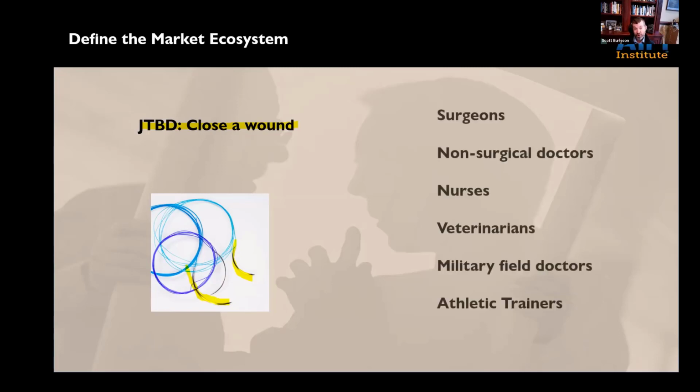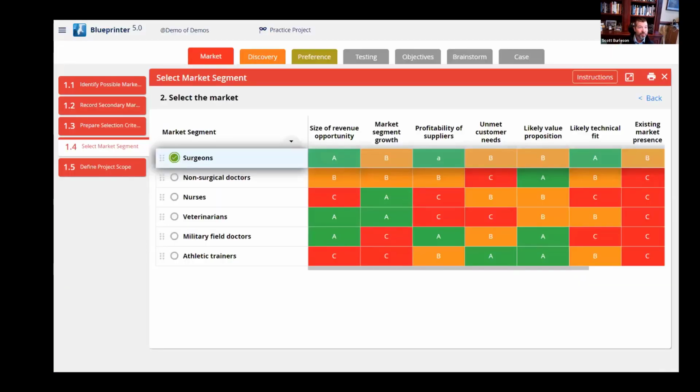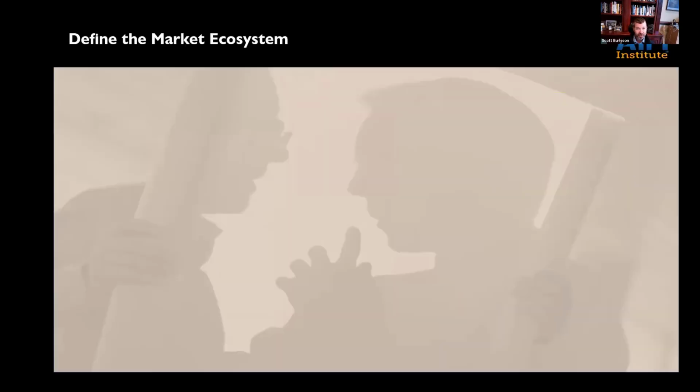All right. So who might that be? Who might the job executors be? We begin with a list that's longer than just one. It's funny somebody said veterinarian, because veterinarians close wounds, non-surgical doctors close wounds, military field doctors close wounds, lots of different types of people close wounds. So which one are we going to select? Blueprinter has some tools that can help us walk through that. In tool 1.4, during the market selection section, we would frame up these different markets and score them, but we won't go through that today. It's a topic for another day. But let's say we select surgeons. We've selected surgeons as our job executor.